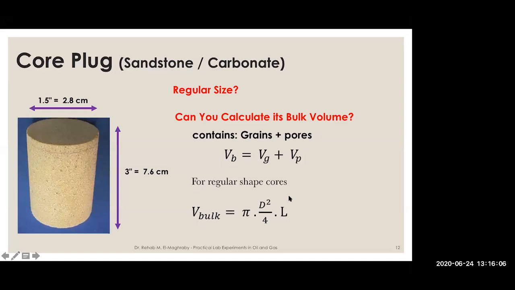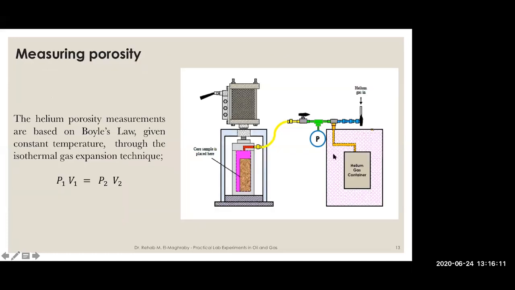Back again to the helium porosity. As I told you, there is a core plug placed in this container, and this container is filled with helium. There is a valve connecting both containers together, okay, and this should be closed. What happens here? Once you open this valve, the helium will expand through this line and fill the void space in this container. This follows Boyle's law, so it is isothermal gas expansion: P1 V1 equals P2 V2.